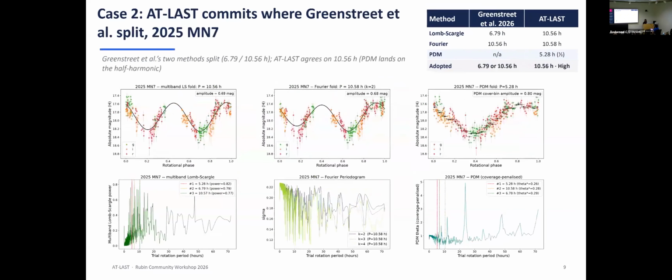A second case, which I found interesting, is where my model was able to commit to one rotation period, whereas the Greenstreet et al. was split between two different periods. So you can see I was able to narrow it down to a period of about 10.5. And this was matched through all three models.